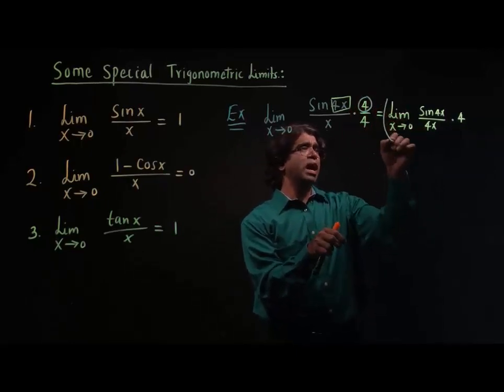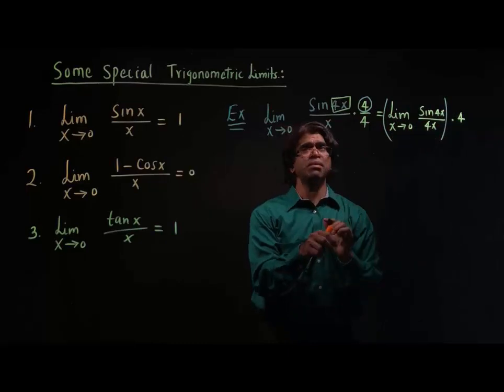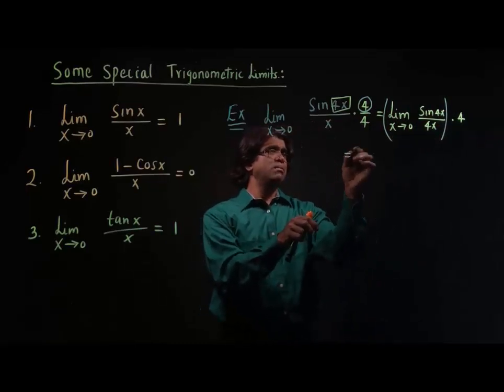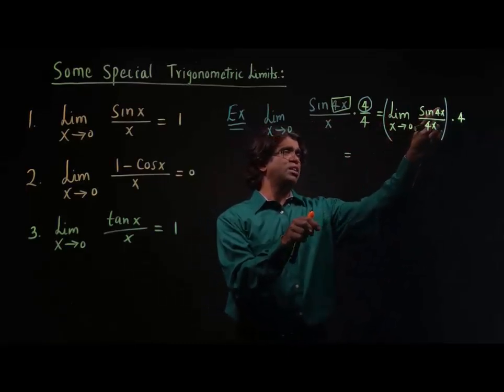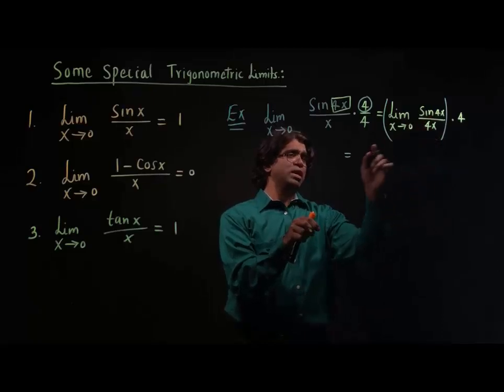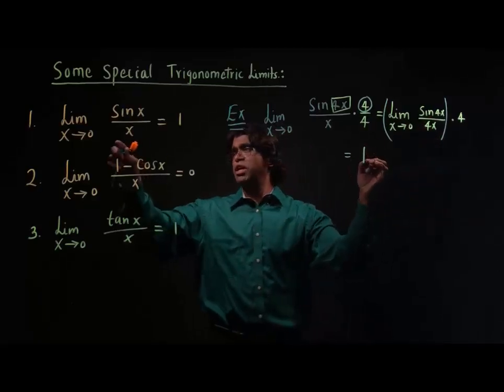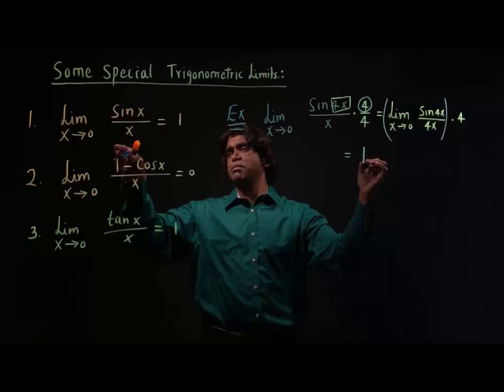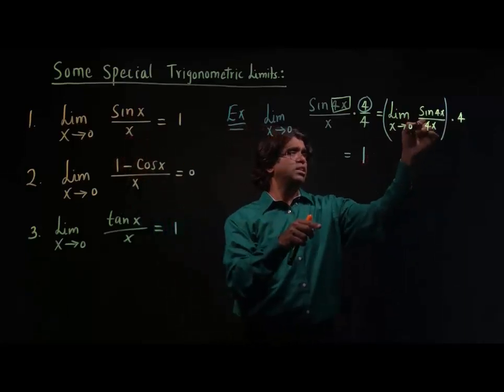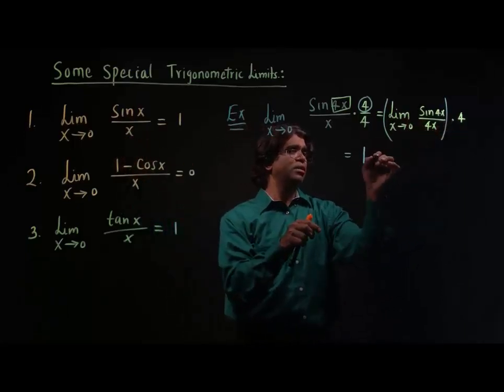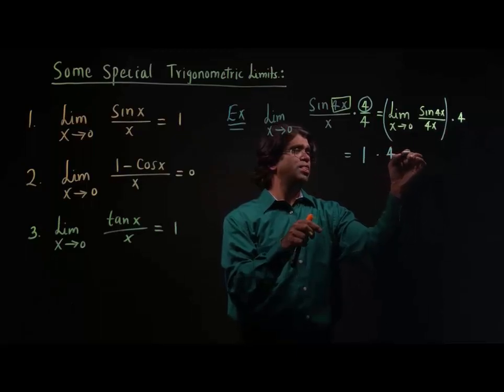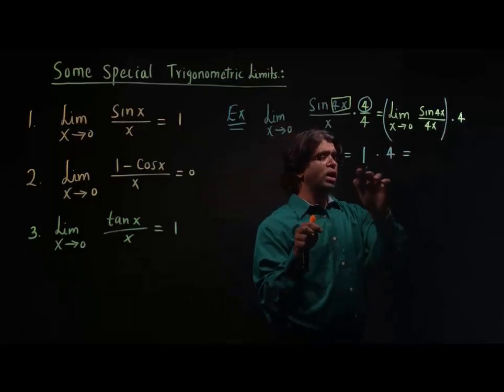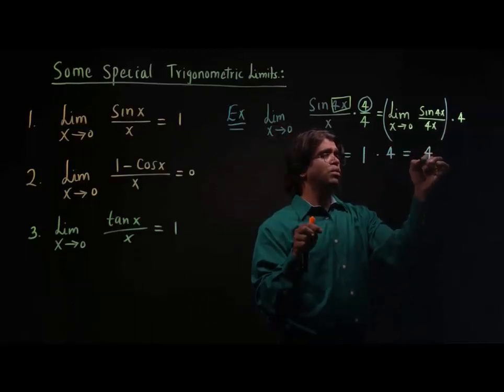Now, if I apply the limit, this will be limit x tends to 0, sine 4x over 4x, which is 1, because I'm using this special trigonometric limit. So, this will be 1 times 4, and that is equal to 4, right?